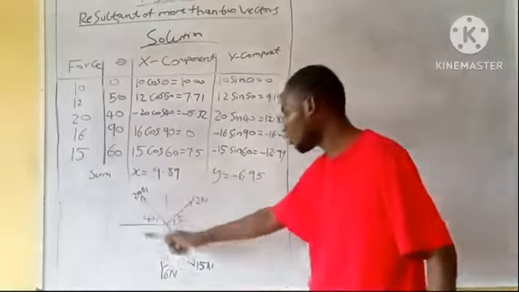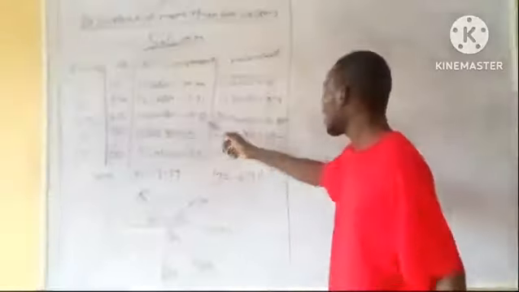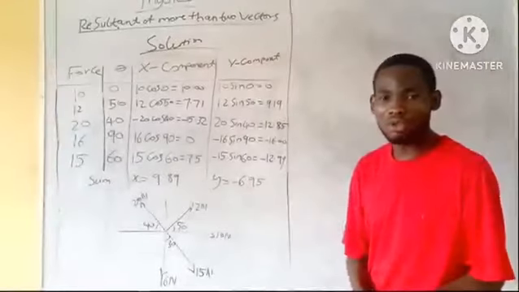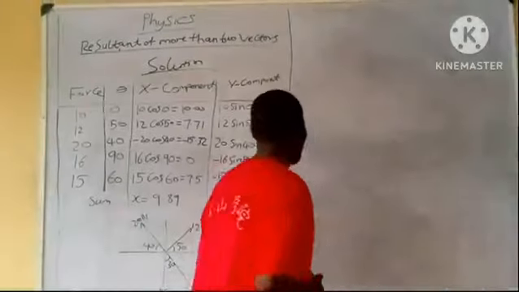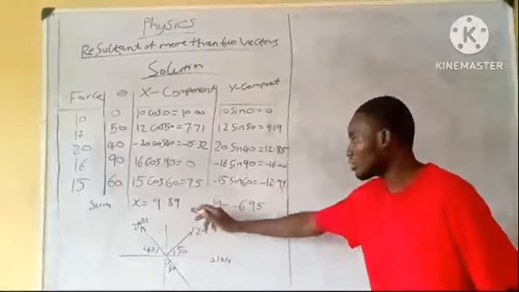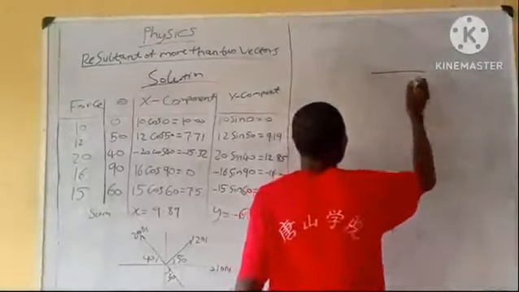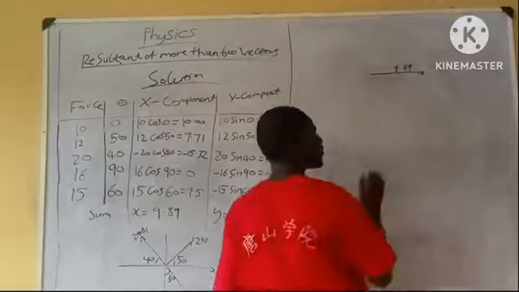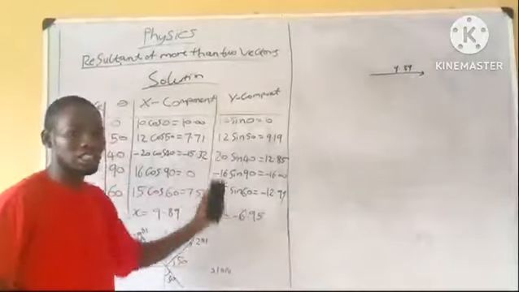Now if you complete each of all these things, the sum of all the vertical components will give you 9.89. And the sum of all the horizontal components will give you minus 6.95. Now, the next thing you have to do is to represent this in the vertical and the horizontal direction. What do I mean? Your x is 9.89 Newton, and it is positive, so it goes in that direction. And then your y is minus 6.95.